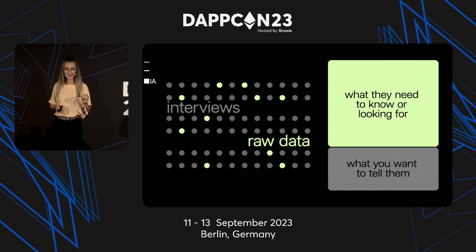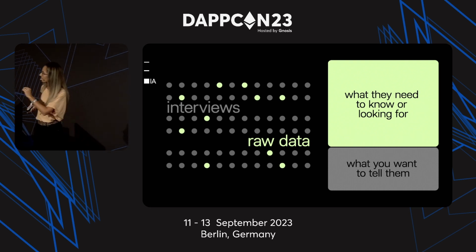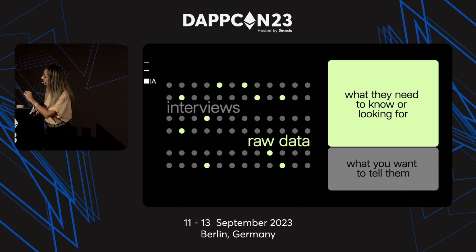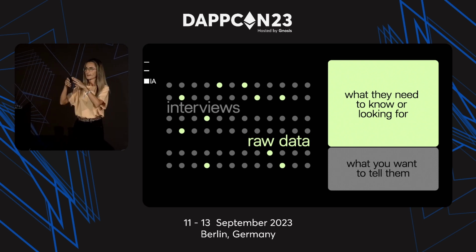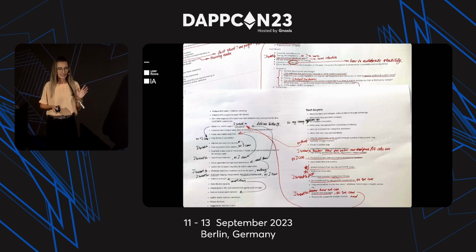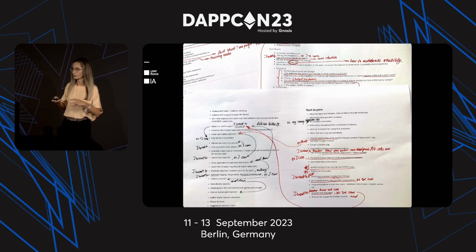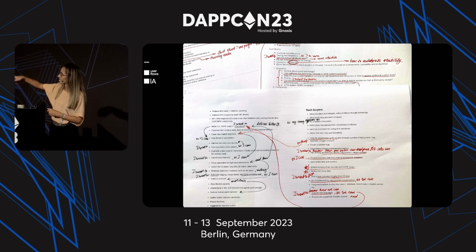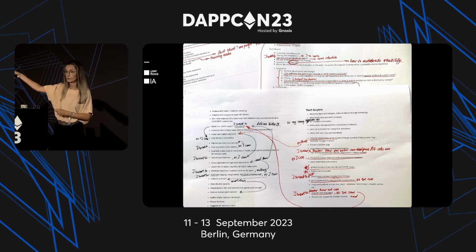So in this UX gold, you actually see the green dots, that is the raw data, that's the gold, and that helps you to form the structure of what they will need to know and what they're looking for, on top of what you want to tell, because the amount of what you want to tell is always a lot. And then when you have this data, you start playing already on two levels: information architecture and user flows.